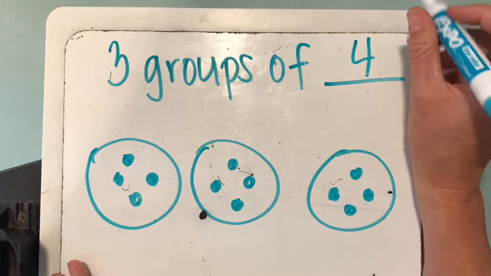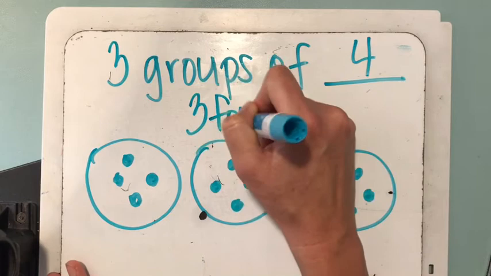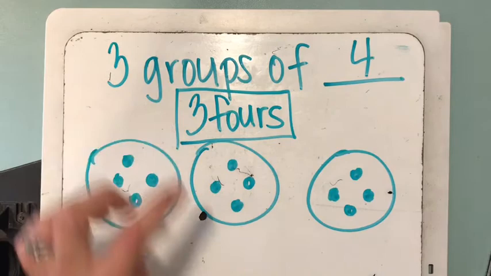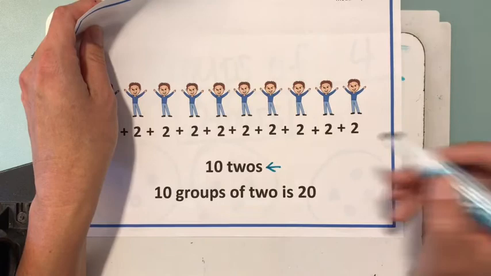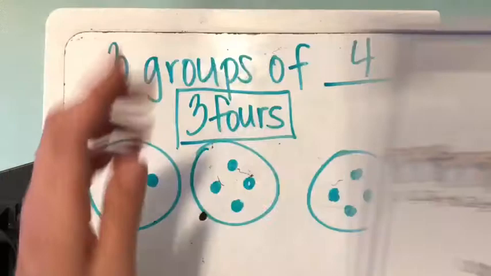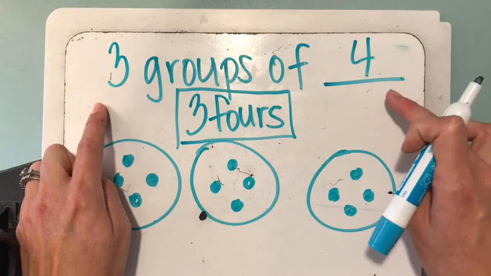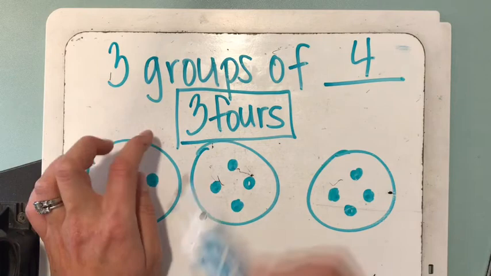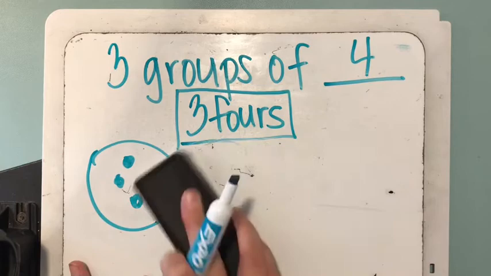Or you know what else? We can write it like this. 3 4s. Do you remember seeing that? We just saw that on this one. And I called it something. What did I call it? I called it unit form. Okay. So this is the unit form. That's a smaller way. Instead of writing out 3 groups of 4, I can put it in unit form and just put 3 4s. So I have 3 groups of 4. Great job.